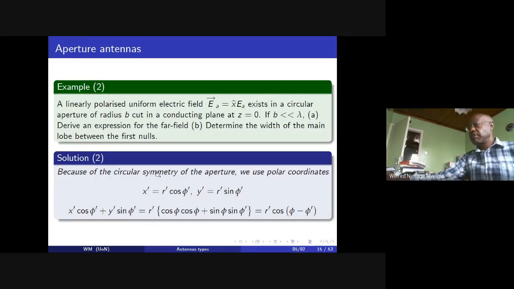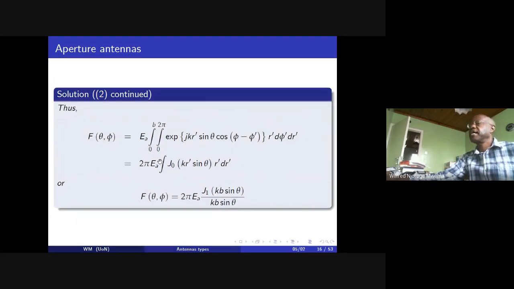And because of the circular symmetry of the aperture, we can use polar coordinates where we let x prime be equal to the radius of the aperture multiplied by the cosine of the azimuthal angle, and y prime to be r prime multiplied by the sine of phi prime, the azimuthal angle. And therefore we can see that x prime cos phi plus y prime sin phi is going to be given by those values, which is just the same as r prime times the cosine of the difference between phi and phi prime. That is phi measured at the field point and phi prime measured at the source point.